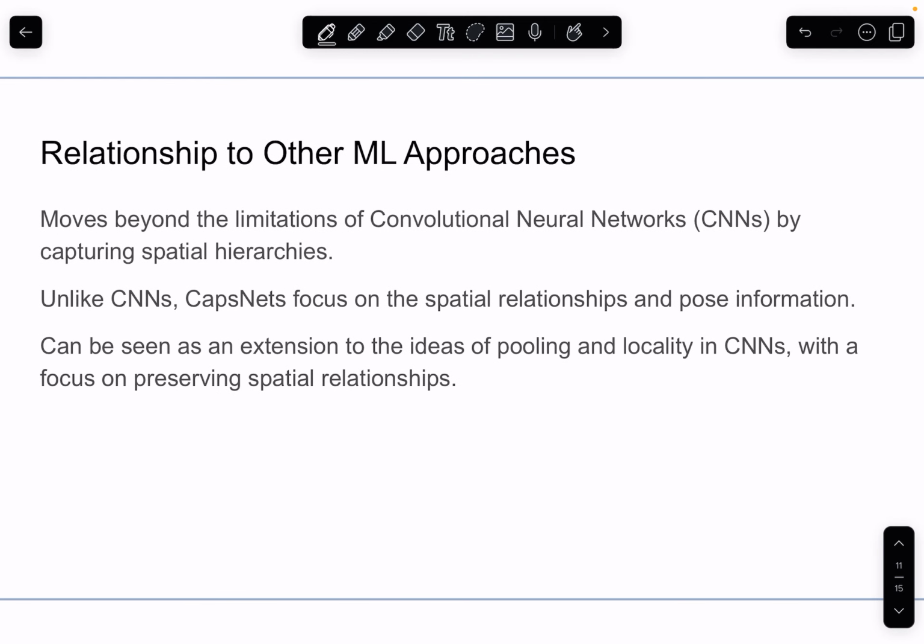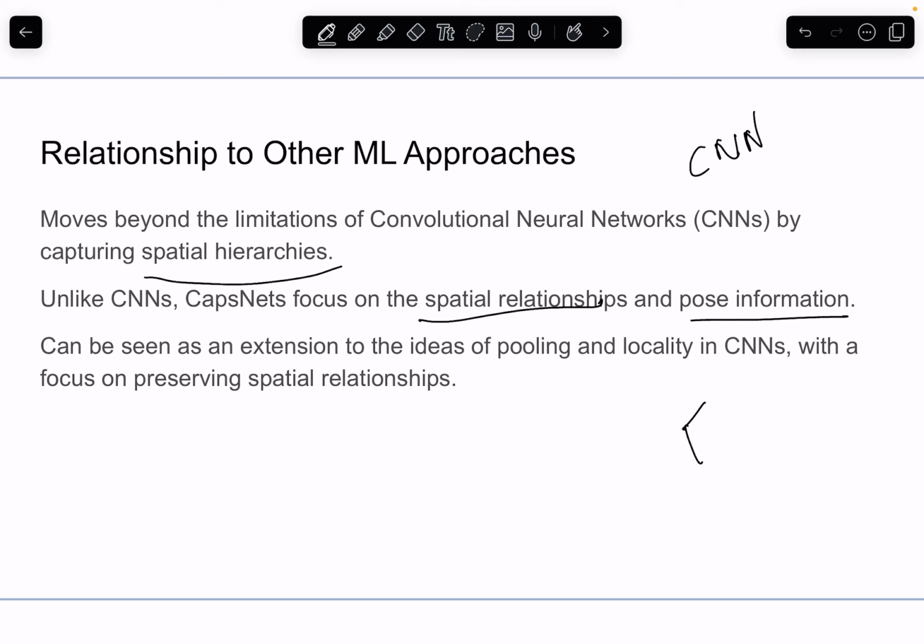And if we talk about the relation with other ML approaches, it works on the limitation of CNN. So it's a better CNN by capturing the spatial hierarchies, focusing on spatial relationships and pose information, and it's an extension of the pooling layer and locality in CNN. Pooling is used to decompose high level features into low level, but this also focuses on preserving the spatial relation.